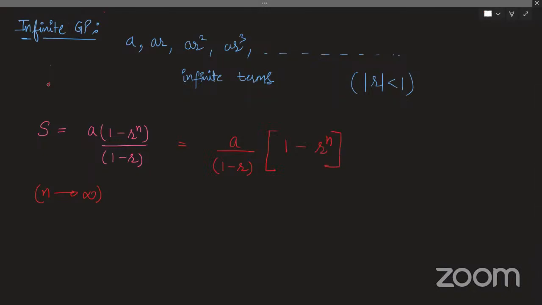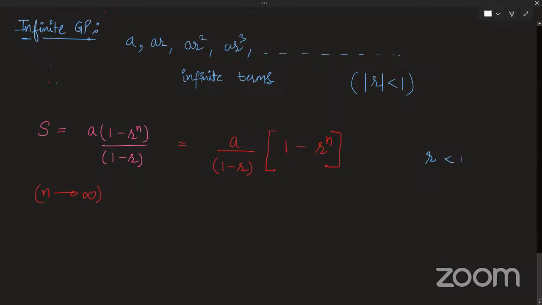So see, basically what is happening is my r is getting multiplied by itself n times. R is getting multiplied by itself n times. So see, R is lesser than 1. R is a number that is lesser than 1, or basically mod R is lesser than 1.